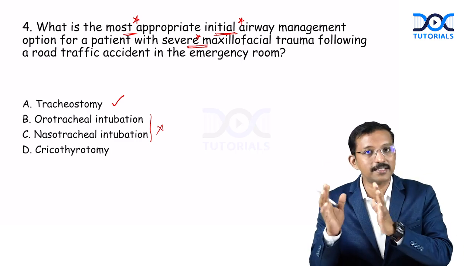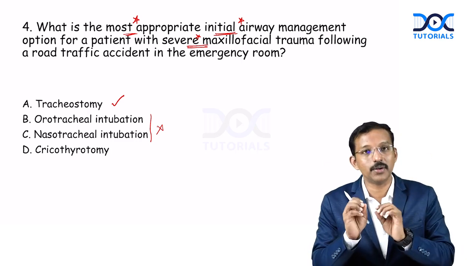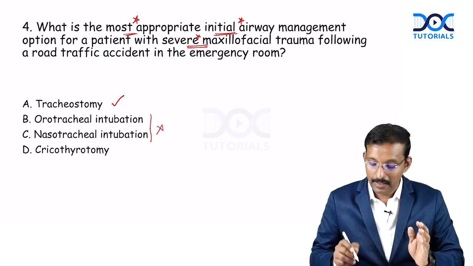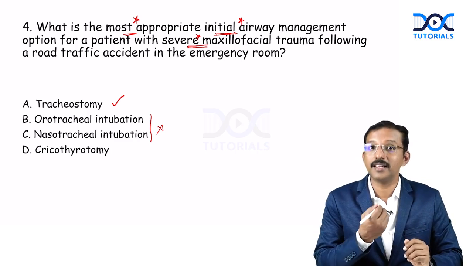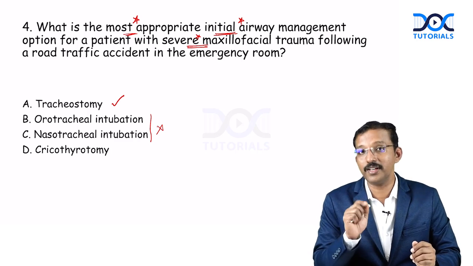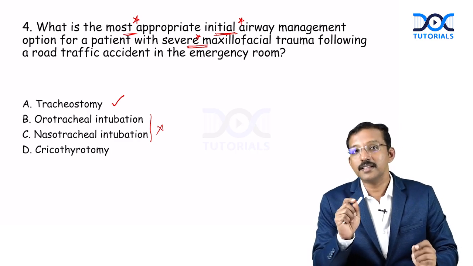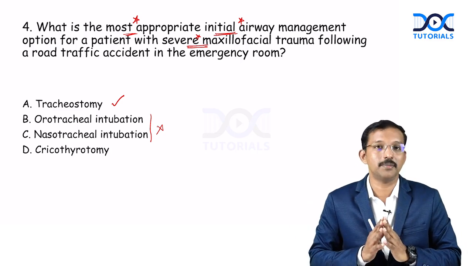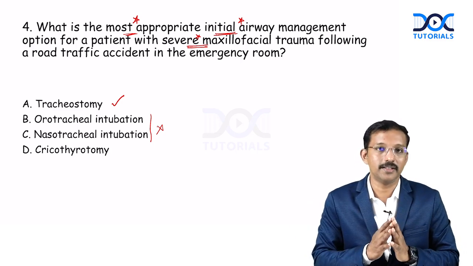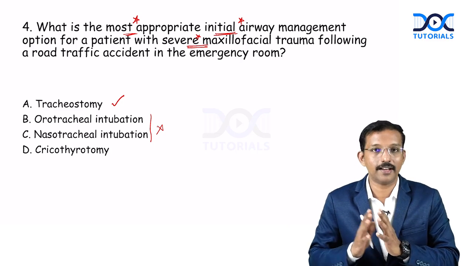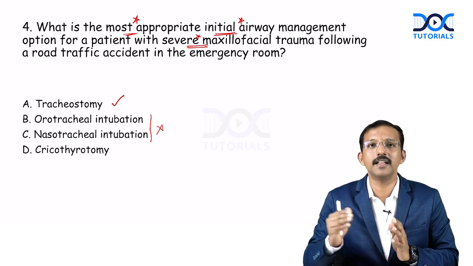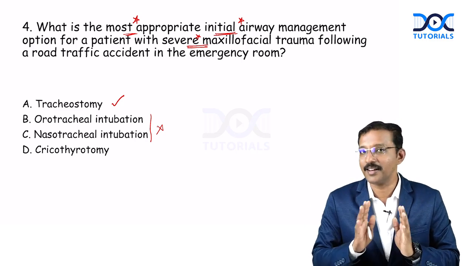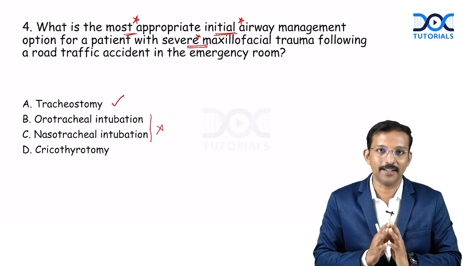The front of neck access can be of two types: cricothyrotomy and tracheostomy. Cricothyrotomy is another option, but it is a life-saving procedure. It is not a definitive procedure, and it is not the most appropriate. If you don't have the facilities for tracheostomy, then you can go with cricothyrotomy as a front of neck access to maintain oxygen till you get a definitive method. So my answer for this question will be tracheostomy. I hope the point is clear.